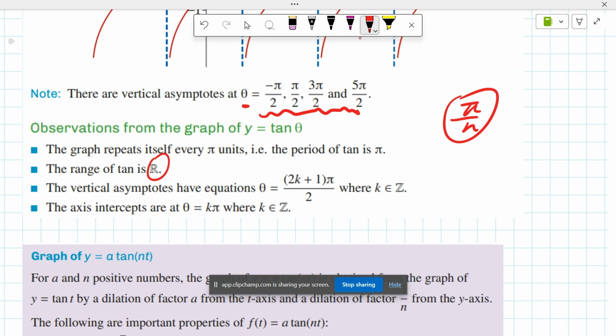Any number can be fine. And we have the vertical asymptote, which is when theta equals (2k plus 1) pi over 2, for example pi on 2, negative pi on 2, where k can be any whole number, positive or negative. And the axis intercept will be theta equals k pi. So hopefully that makes sense.